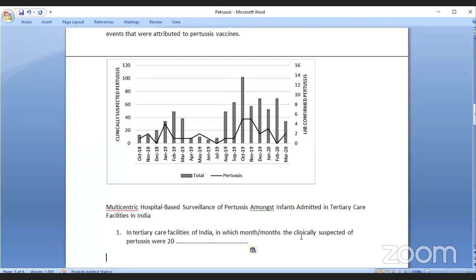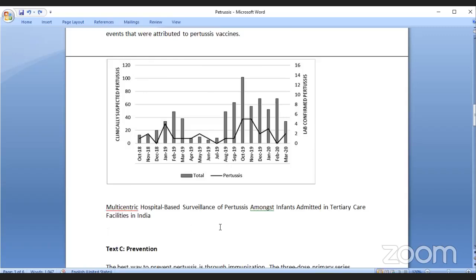So here the question is, in which month clinically suspected? So this part is clinically suspected, and this pertussis means this is lab diagnosed. Okay, this line. So here our question is, in which month were there 20 clinically suspected cases? There is the answer, December 18. That is good. Excellent.